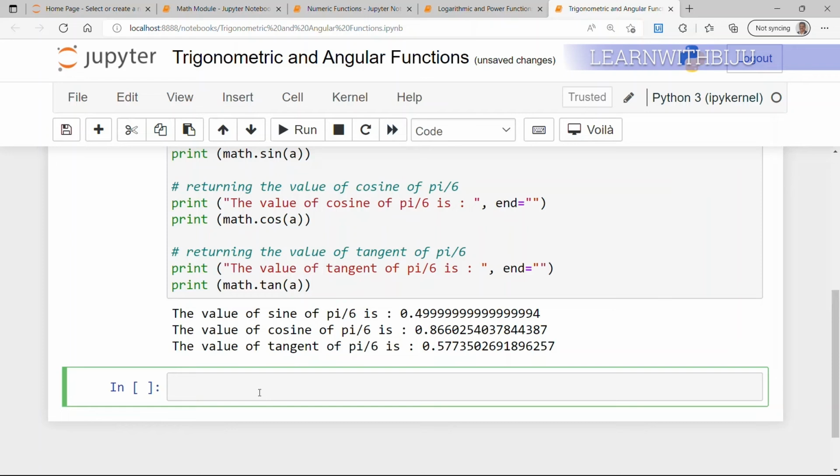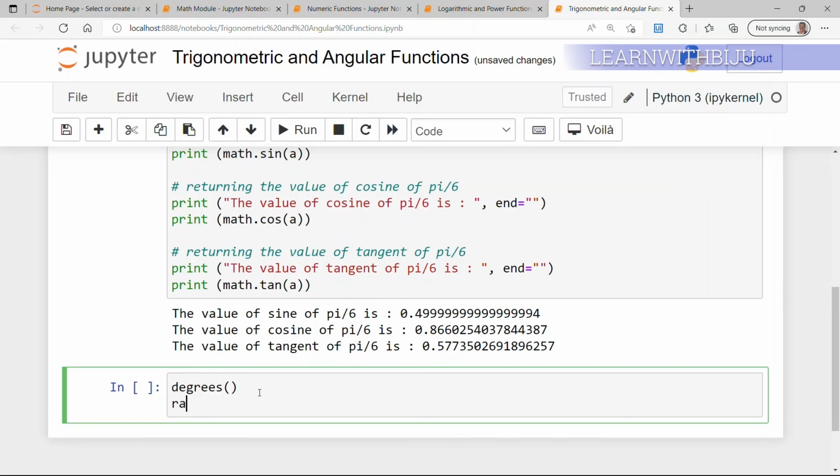Now let's see how I can convert from degrees to radians and vice versa. So we have a function called degrees. This function is used to convert an argument value from radians to degrees. Then we have another function, radians. This function is used to convert an argument value from degrees to radians.